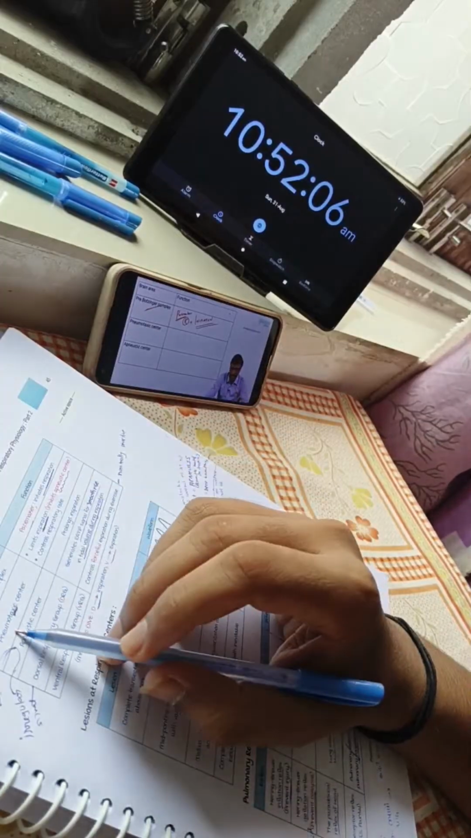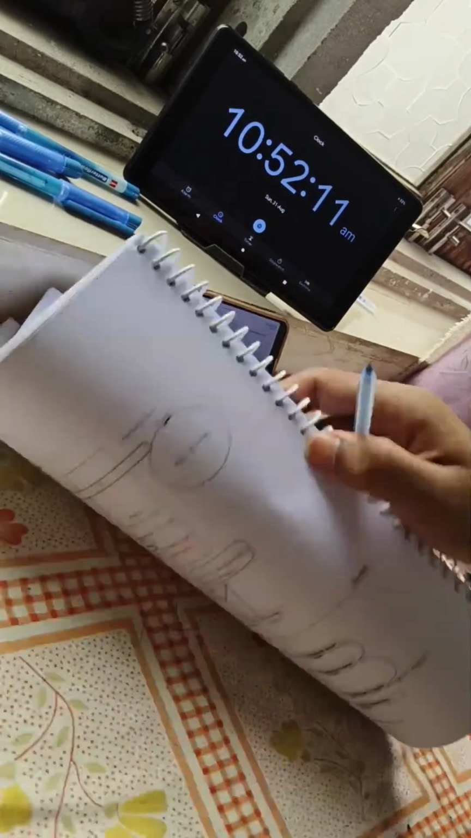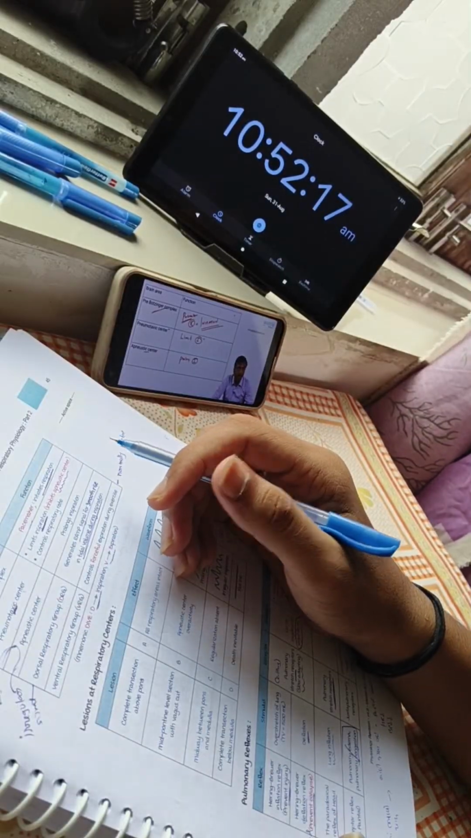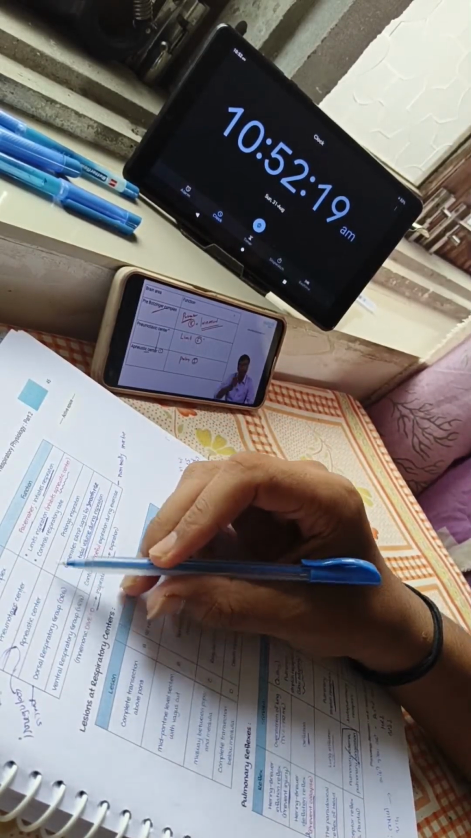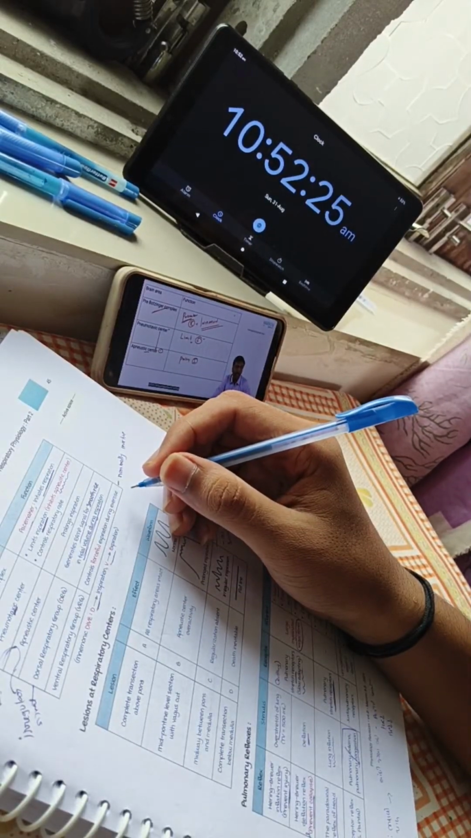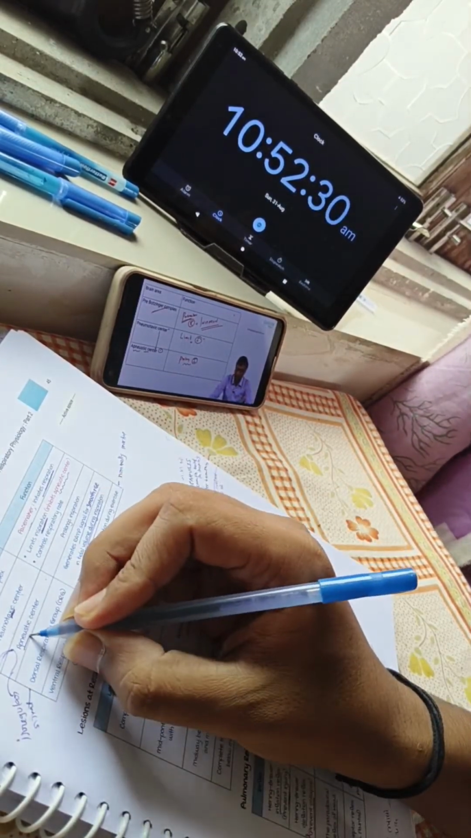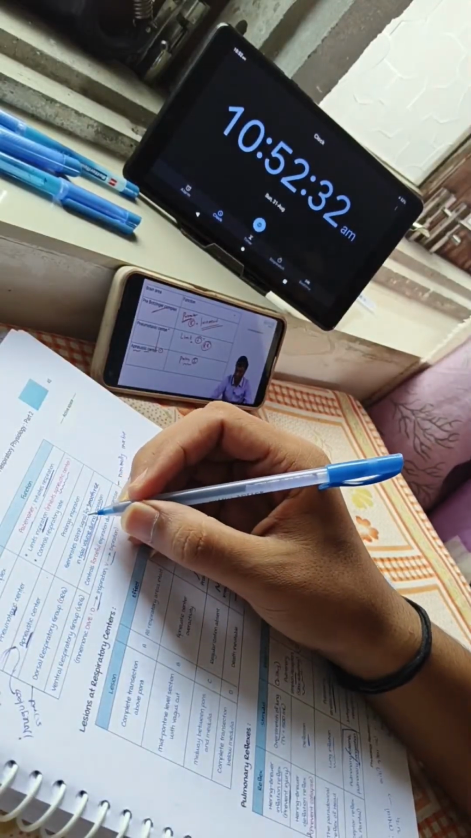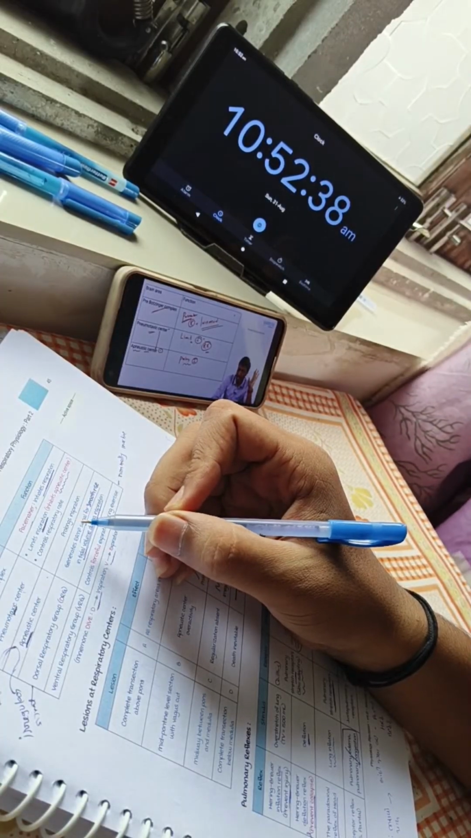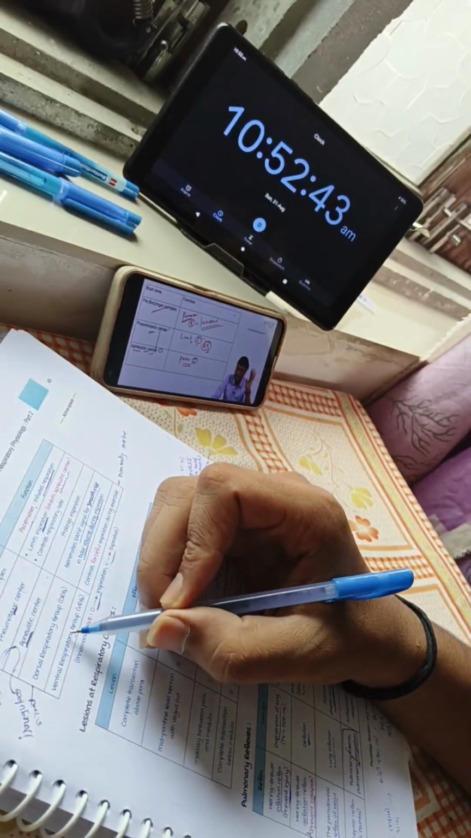Pneumotaxic center: the normal function is to limit inspiration. Apneustic center: the normal function is to prolong inspiration. How is the pneumotaxic center going to limit inspiration? By inhibiting the apneustic center. Most important concept: the pneumotaxic center will inhibit the apneustic center, thereby limiting inspiration, because the normal function of the apneustic center is always to prolong inspiration. Which important area is going to control the respiratory rate? The pneumotaxic center is going to control the respiratory rate. That's all. Pneumotaxic center limits inspiration and controls respiratory rate. Apneustic center prolongs inspiration. Normally, the pneumotaxic center inhibits the apneustic center.